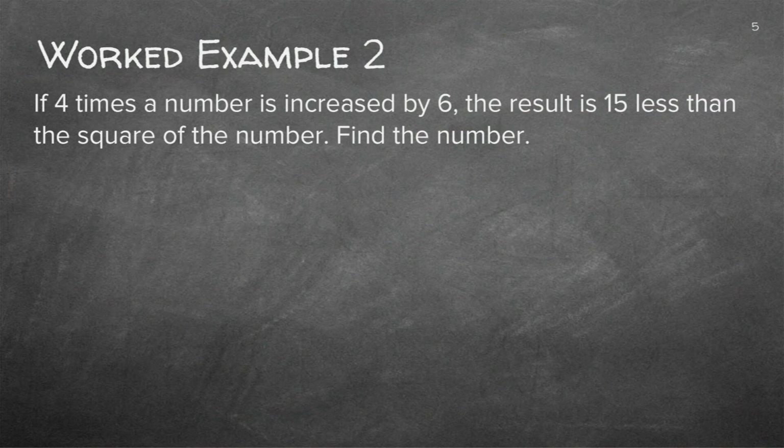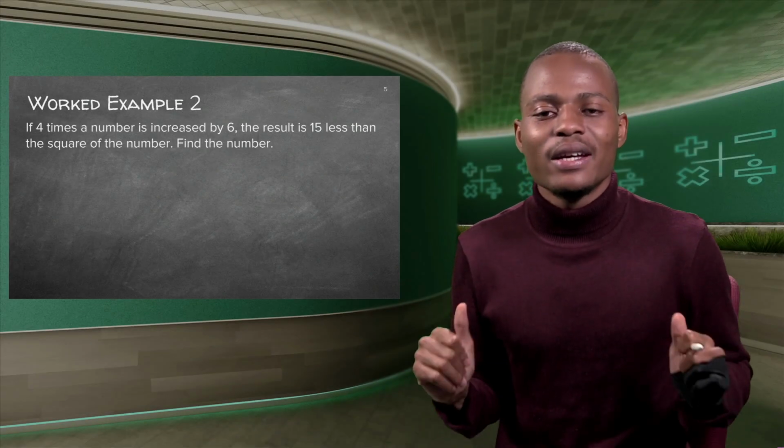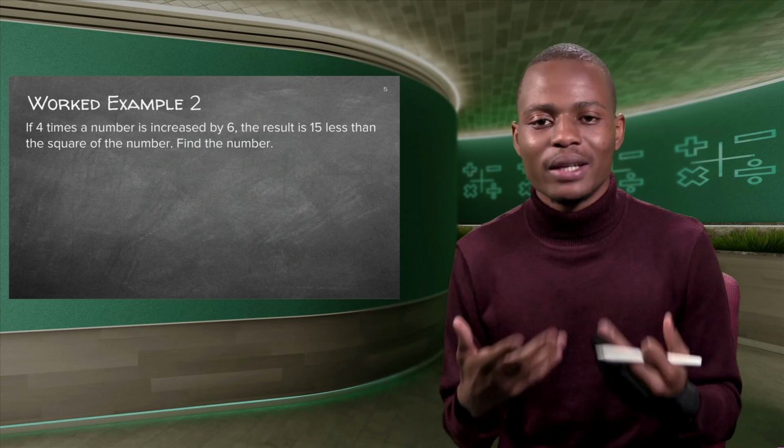So it says there, if 4 times a number is increased by 6, the result is 15 less than the square of the number. Find the number. Let's start it afresh. It says, if a number is increased by 6, the result is 15 less than the square of that number.